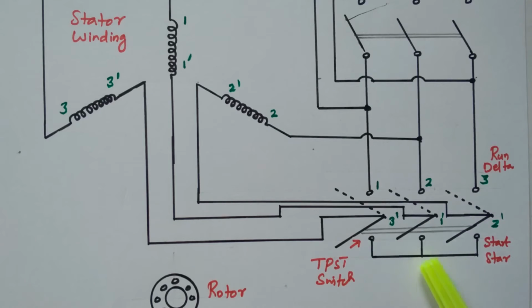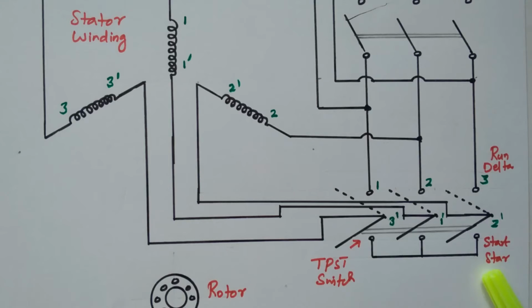So during starting, the TPST switch is placed in the star connection. It is clearly given, at starting it is connected in star connection. Why are we connecting star connection? In the star connection, the voltage is reduced by the factor 1 by root 3. In star connection, only 1 by root 3 of the voltage will be applied to the stator winding. So due to this reduced voltage, the current drawn by the stator also reduces.